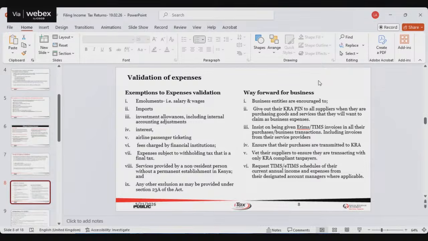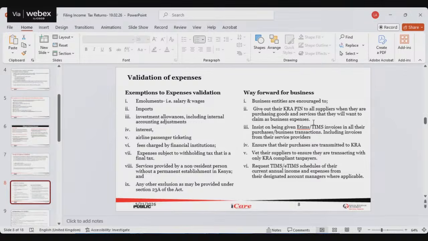So what is the way forward for your CBO? The way forward is, whenever you are going to purchase any item or incur any expense for the business, remember always to give your CBO or self-help group PIN to all the suppliers. This applies even to the most common expense, rental expense. If your organization is in a rental property where you are paying rent, remember to give out your PIN to the landlord and tell them to give you a receipt that is supported by either eTIMS or TIMS, depending on the device that they are using.